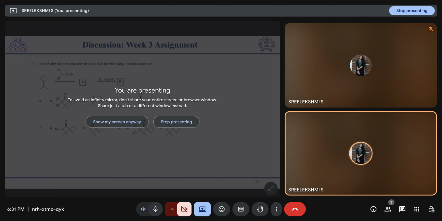The next question: identify the correct structures of A and B in the following reaction sequence. This alkene upon treatment with this ketene first forms a compound A, which upon treatment with zinc and acetic acid forms this compound B. Which will be the corresponding A and B? I will directly go to the answer. The correct answer is option D.